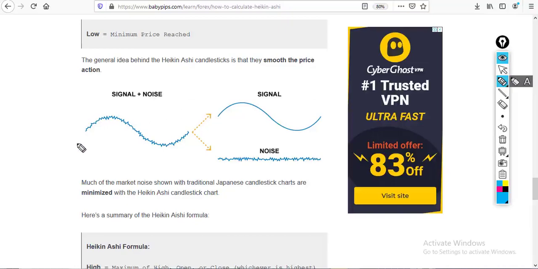Okay, so this is our traditional Japanese candle, and this is our Heikin Ashi. You see how price is smoothed out. Why? Because the noise has been removed. And what is the noise? High, low, and what have you.